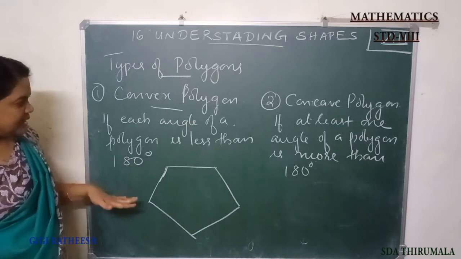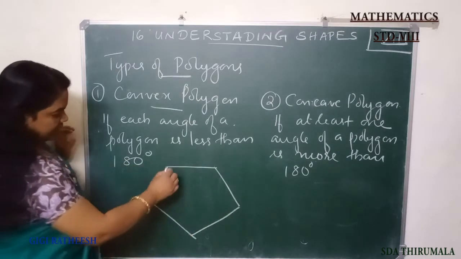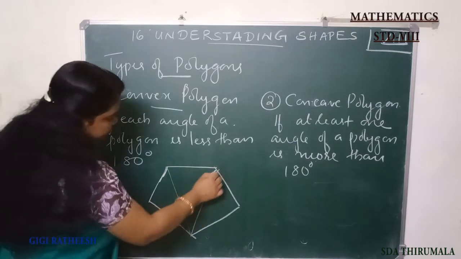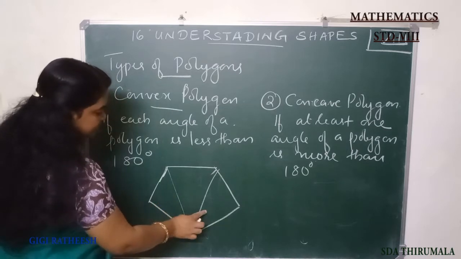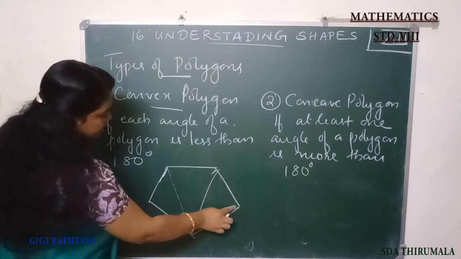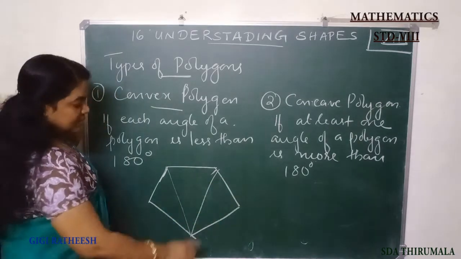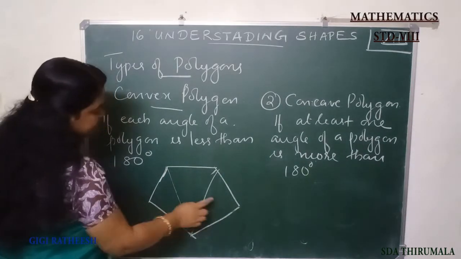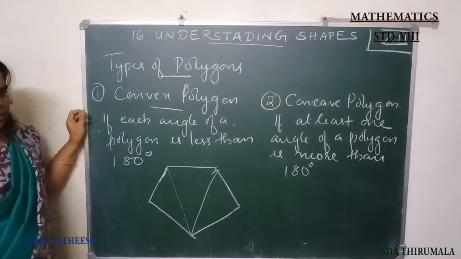Here we draw a diagonal, and we know that here we get three triangles. We know that the sum of the 3 angles of a triangle is 180 degrees. Here this is less than 180, and here it's also less than 180 degrees. And these are called a convex polygon.